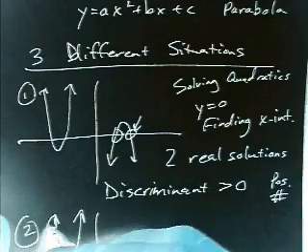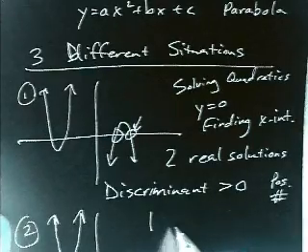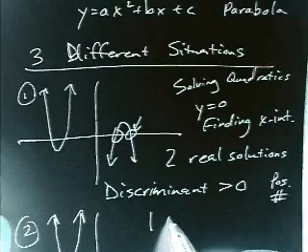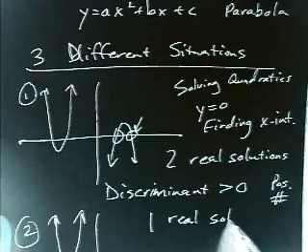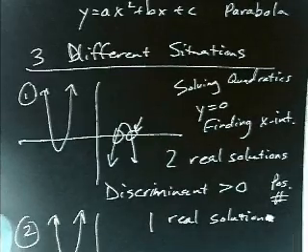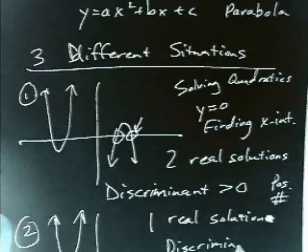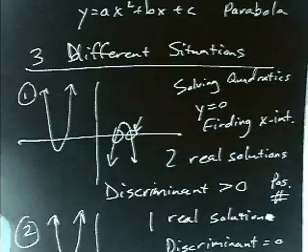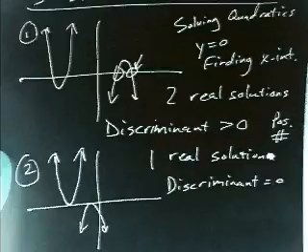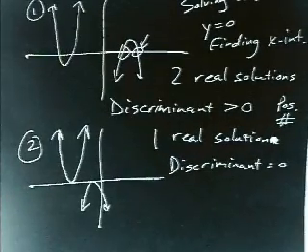Okay? But then we have the second situation where this thing comes down and it touches right at the vertex, and it could be like that or it could be like this, but it only touches in one particular point. So we have one real solution. Now, in that particular situation, the discriminant actually equals 0. The discriminant equals 0 in this situation.